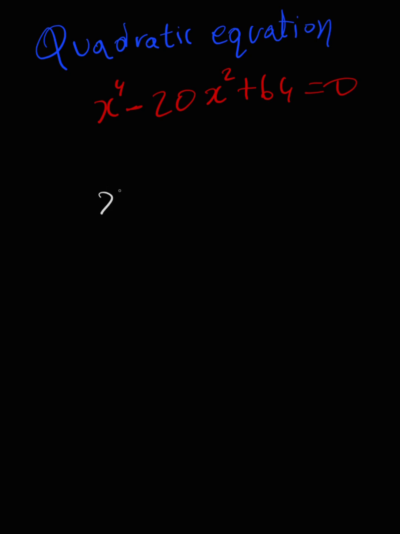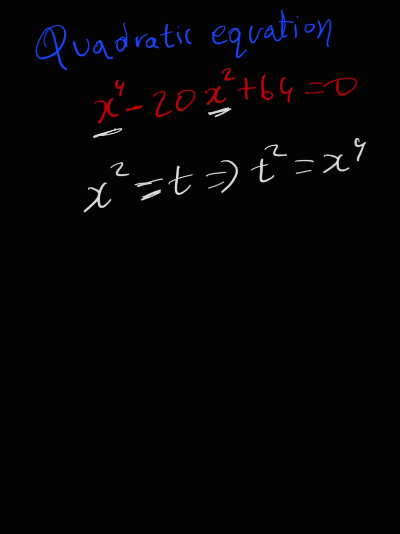So x raised to 4 can be written as x square, the whole bracket squared. Agreed, right? We know that. So what I will say is that x square is equal to some t. Here is t, and here is t square, because if I square this, this will become x raised to 4. So this became t square minus 20t plus 64 equal to 0.